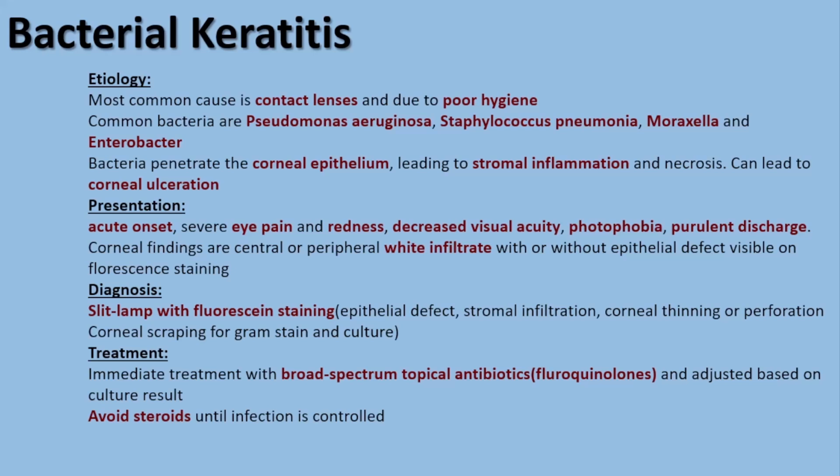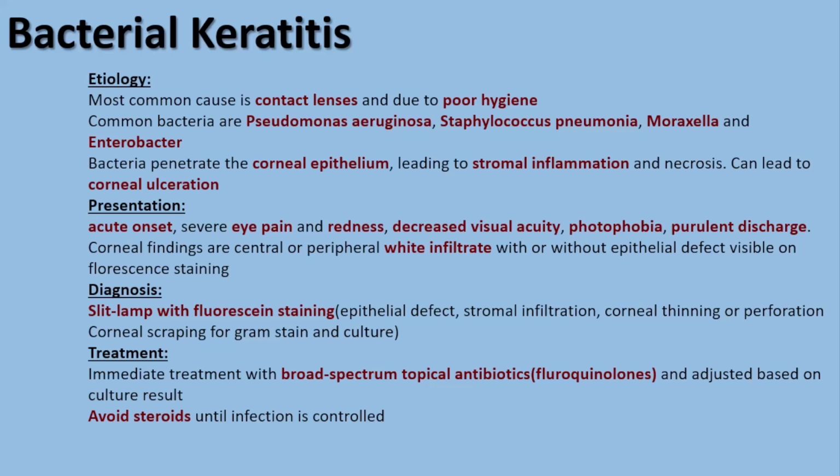The presentation would be acute onset of pain, redness, decreased visual acuity, photophobia, and purulent discharge. Note the common symptoms of bacterial keratitis and bacterial conjunctivitis. In bacterial conjunctivitis, we also have redness and purulent discharge, and we can have acute onset of the disease. So you have to be capable of differentiating between these two diseases, because bacterial keratitis is a much more serious condition and can lead to vision loss.